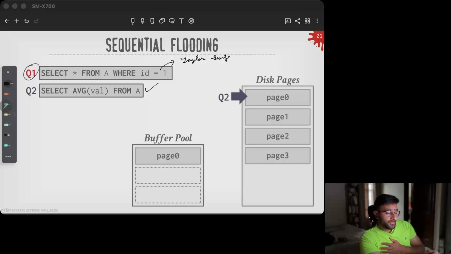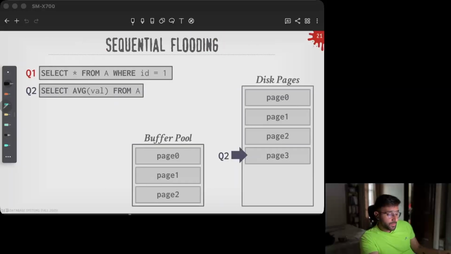But some other query comes along. Maybe you're doing analytics in the background and you want to calculate some average value. So this query comes along, and it wants to do a full table scan. It will go around touching a bunch of pages from 0, 1, 2, and 3. Pages 0, 1, and 2 are already in the buffer pool, but as soon as it says I want to bring page 3 in, it will throw out page 0.